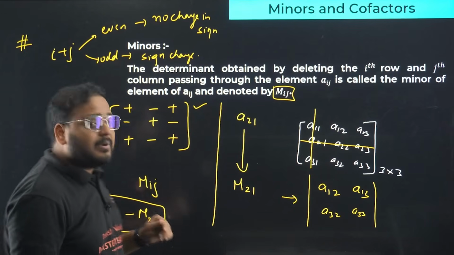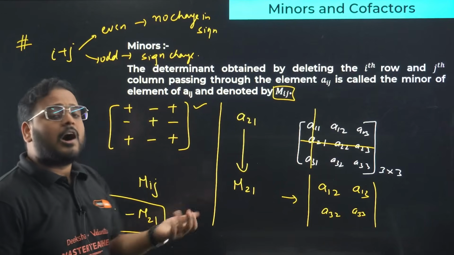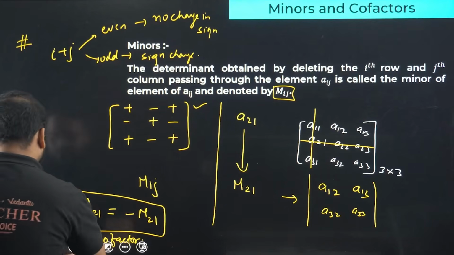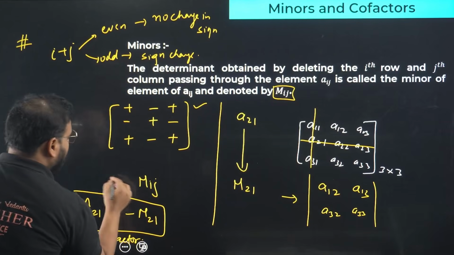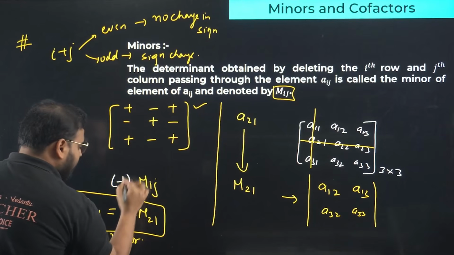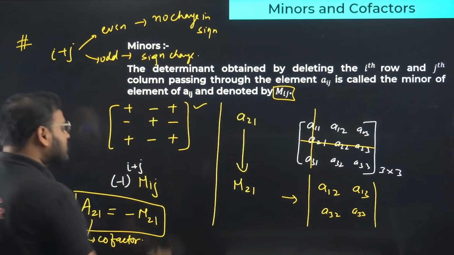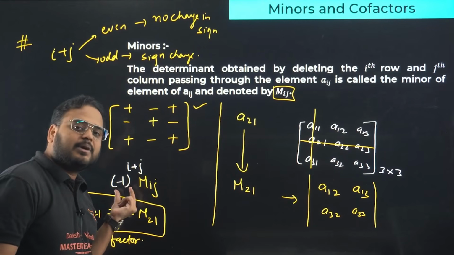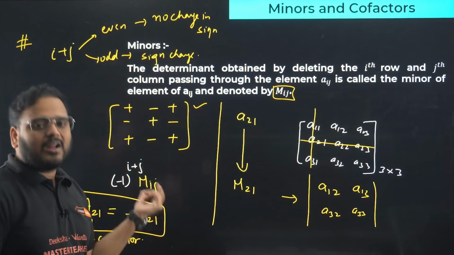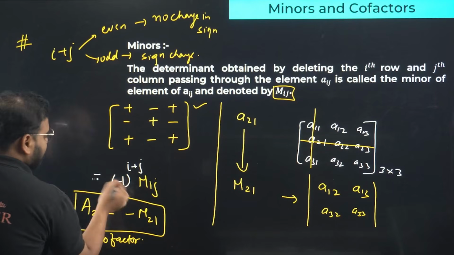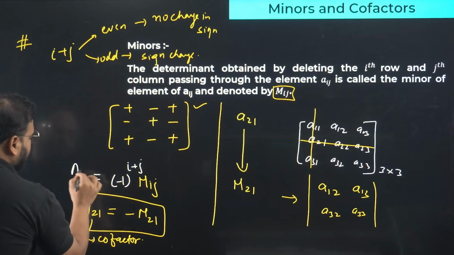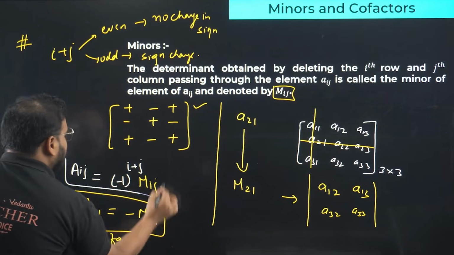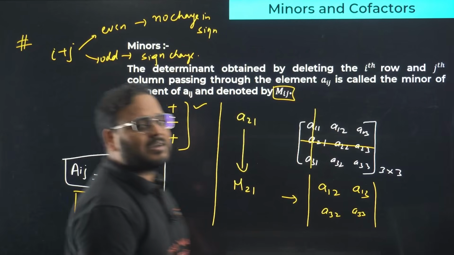Okay, so for example in this particular case I have to write the general form. How am I going to write it? So if I have Mij over here, I'll multiply that with minus 1 power i plus j. How come, sir? If i plus j is even, it will become positive. If it is odd, it will become negative. So this becomes your Aij. This is the general formula of your cofactor.